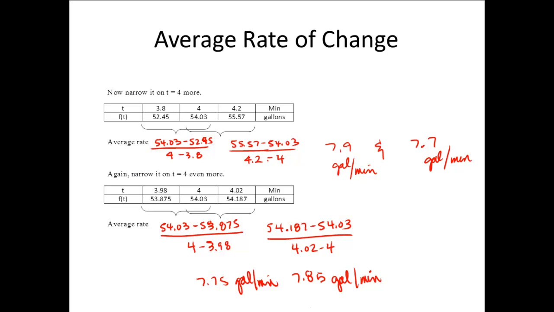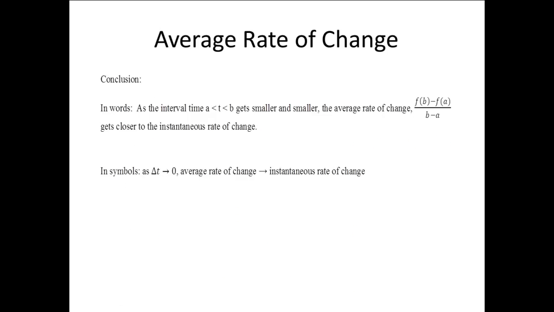Okay, so what you've calculated here is that coming in from 3.98 minutes to 4 minutes, so almost 4 minutes, we're looking at 7.75 gallons per minute. And coming in from the other side, from 4 to 4.02 minutes, you've got 7.85 gallons per minute. So these are approaching somewhere right in the middle there, and that would be the idea. As we're getting closer, we're narrowing in down to no time, and we're looking at exactly 4 minutes. So in conclusion, as the interval of time from A to B gets smaller and smaller, the average rate of change, our slope, gets closer to the instantaneous rate of change.